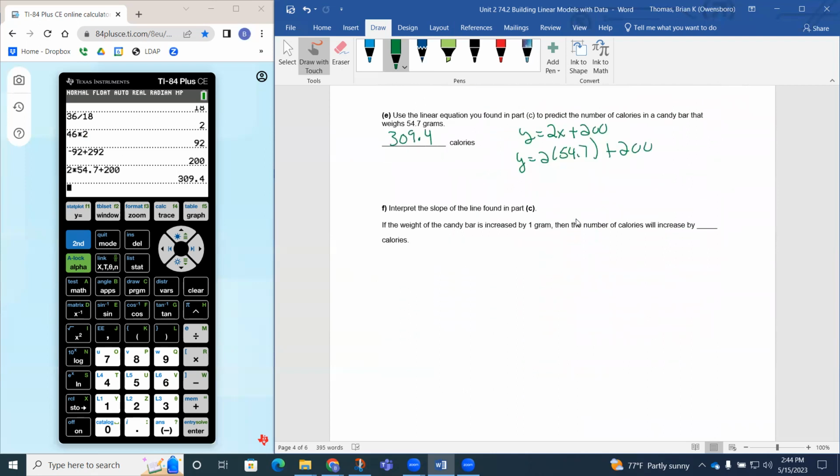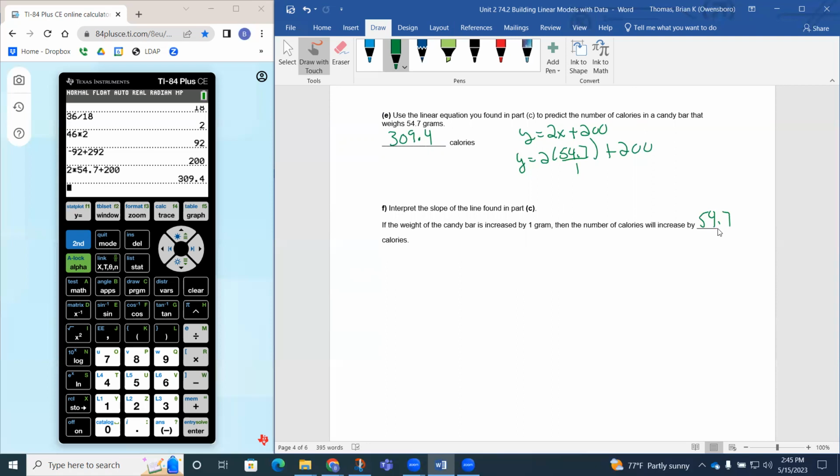So if we want to interpret the slope, remember the slope is 54.7 over 1... actually the slope is 2 over 1. Remember the y is the calories and the 1 is the weight in grams. So for every 1 gram the weight increases, the calories increase by 2 calories. If the candy has increased by 1 gram, that's where this 1 is coming from, then the number of calories is going to increase by this amount. So each gram is going to add extra calories to that candy bar.